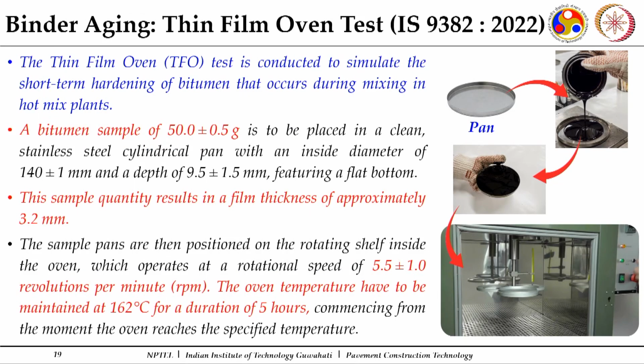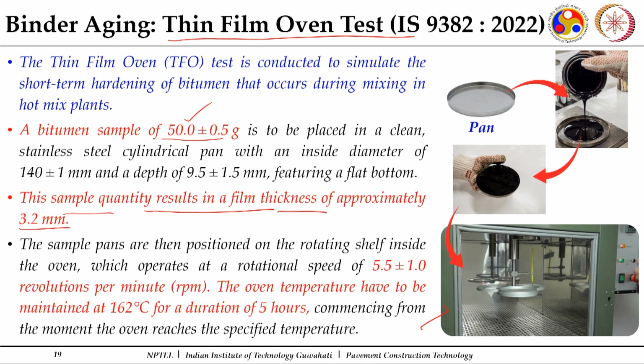Now, quickly what is done in this particular one? In a thin film oven test, which is conducted to determine the short term aging of a bituminous binder, we take a standard sample, around 50 gram of a binder sample. It is poured in the pans, and these pans have standard dimensions, and because of this standard dimension, a standard film thickness is constructed. So, if I pour this 50 gram of binder in this pan, approximately a film thickness of 3.2 mm is created, and then this is transferred to the oven.